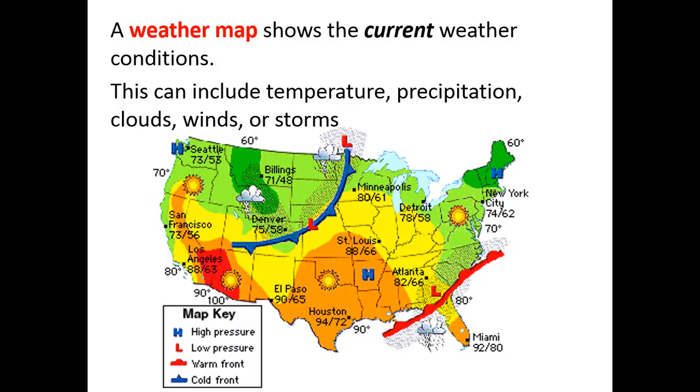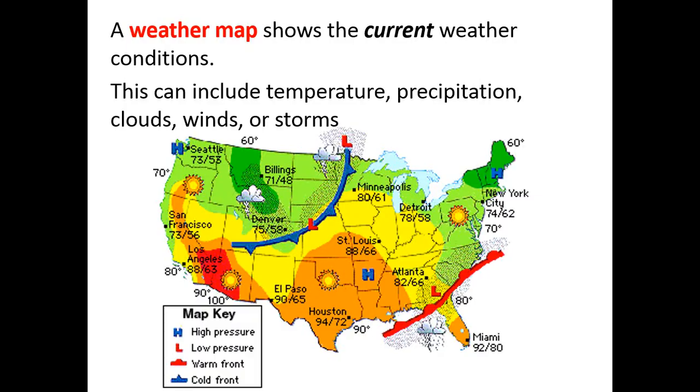A weather map shows you what the current conditions are. This can be how hot it is, is it raining, sleeting, snowing, are there clouds, is it windy, or is it stormy? Remember, these are all physical things that you would actually go and you could see or experience there. So these type of maps measure physical conditions. These are a kind of an offshoot of physical maps.